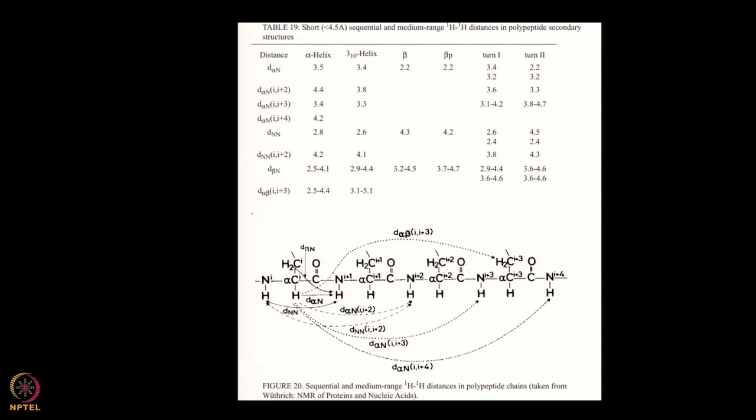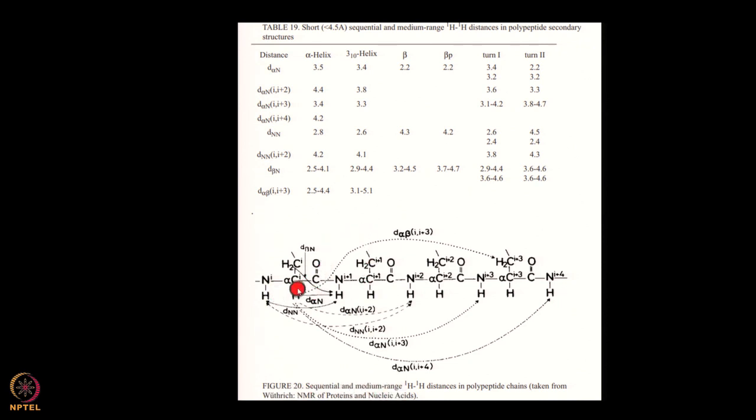In the NOESY spectrum, as I showed you, the cross peaks will depend upon the distance between the 2 protons. So we will have to see what the short distances are between the protons along the polypeptide chain, between sequential residues or between short range residues. That is typically indicated in this slide, which is again taken from Wüthrich's book, NMR of Proteins and Nucleic Acids.